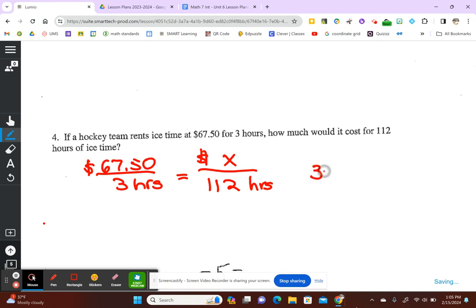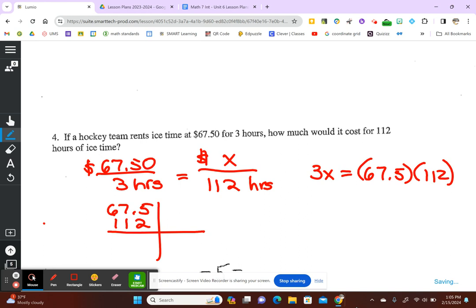So I'm left with 3x equals 67.5 times 112. So now I have to do 67.5 times 112. I know I'm going to move my decimal over one to the left when I'm done, so I can ignore that for now. So 2 times 5 is 10. Carry the 1, that's 15. Carry the 1, that's 13.